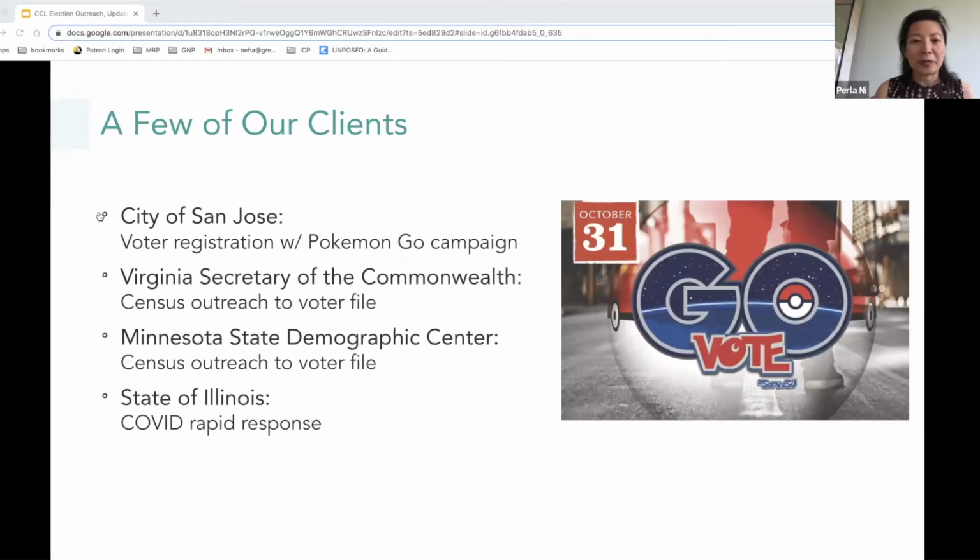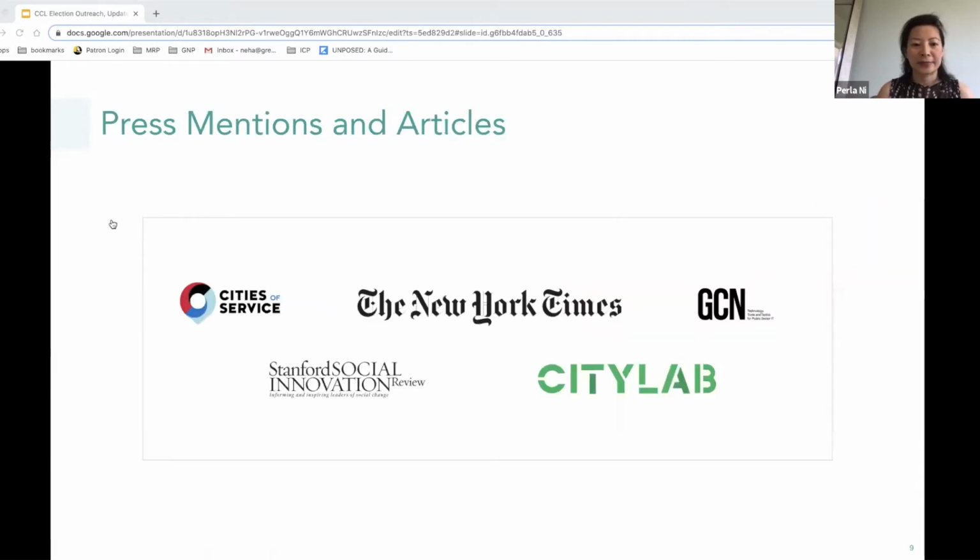Some of the clients we've been privileged to work with include cities, states, as well as counties. And here's just some of the work that we have done with these different clients on COVID rapid response, as well as census using the voter file. We've also been mentioned in the press, so you can look us up. We've been around for more than 7 years doing this work of helping governments and service providers engage with their communities.